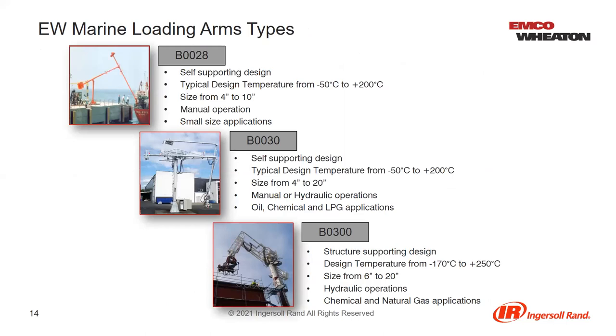So for the manual loading arm, the name at MK Wheaton would be BOO28, which means we have a self-supporting design, size from 4-inch to 10-inch, manual operation. Then we have our BOO30, which is also self-supporting design, available from 4-inch to 20-inch, and can be manual and hydraulically operated. But this is the first type of loading arm where we have that rigid link design. Then you can see in the bottom picture, this is our BO300, which basically means that we need here a structural supported design due to the fact that this is mainly made for special applications like natural gas. So we have cryogenic applications or high pressure applications or chemical applications where, for example, the product line has to be made of stainless steel.